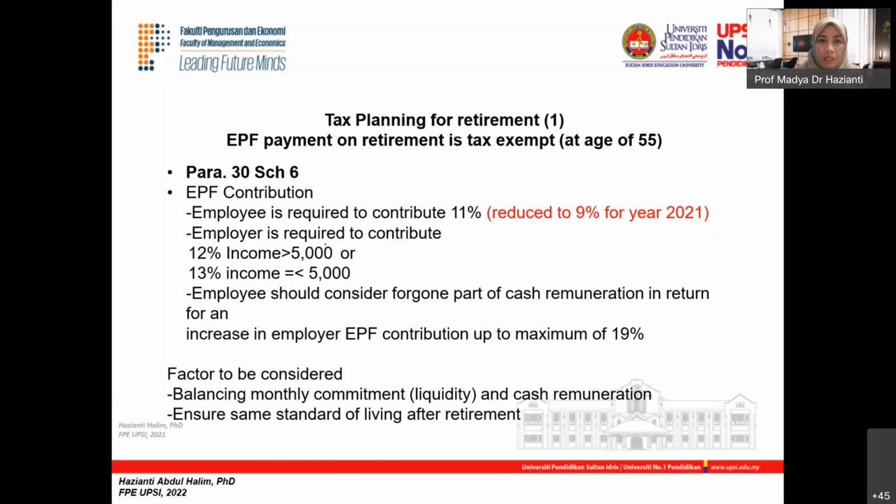So employer is required to contribute 12% for income more than 5,000 or 13% on income less than 5,000. So this money will go to EPF accounts. This is provident fund. So employees should forgo part of cash remuneration in return for an increase in employer EPF contribution. Sekejap.